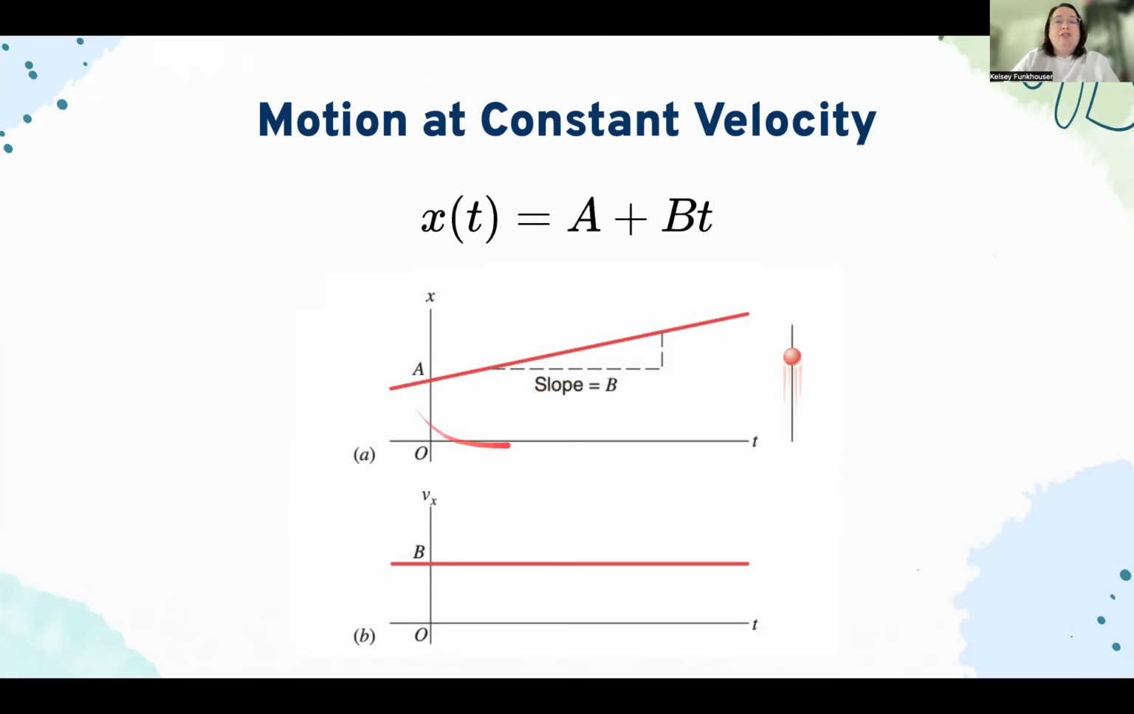So we get this in our position graph, we get this line with a constant positive slope. And the slope of that line is the velocity. So the slope of the line is b, and that is the constant velocity in our velocity graph.